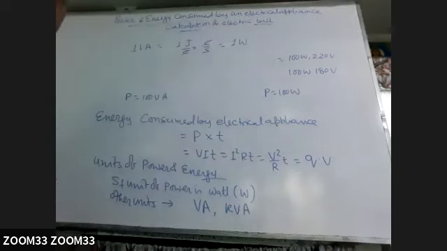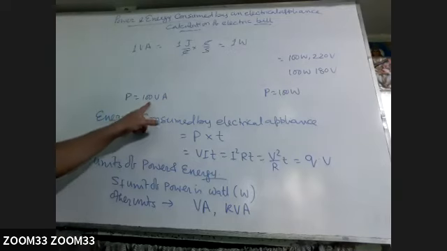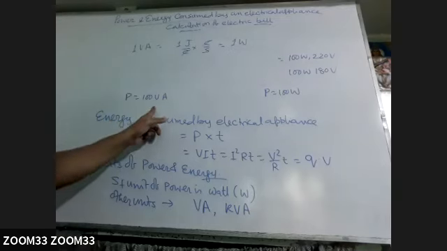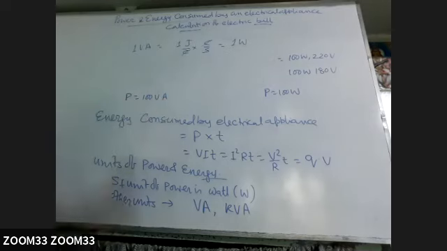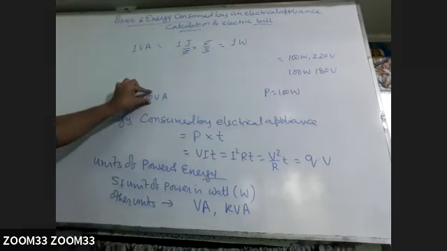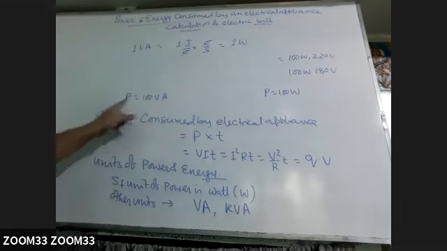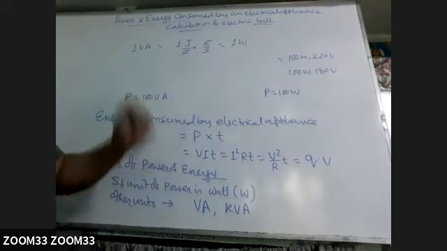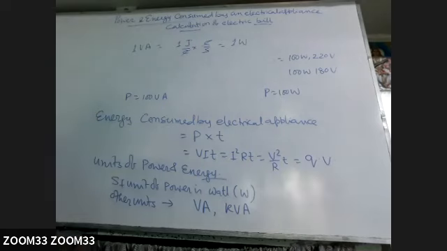What does it mean? If you are connecting this bulb to 100 volt and drawing a current of 1 ampere, the power of the bulb is 100 volt ampere, or 100 watt. If you are connecting this bulb to a 50 volt source, it will draw 2 ampere current. If you are connecting this bulb to a 200 volt source, it will draw 0.5 ampere current. So that is the information, now very clear.